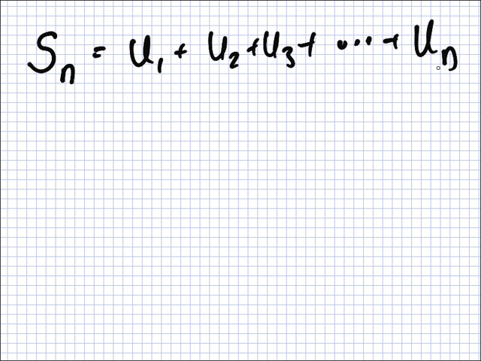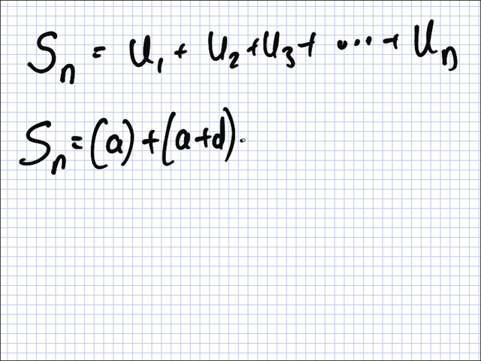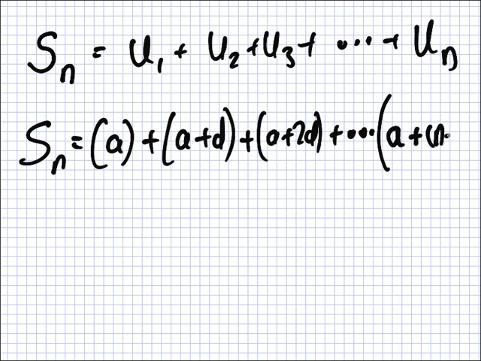Now this one, the proof is a little bit tricky, but it's not too bad. It has a special trick to it. So Sn will be a plus, and the second term is a plus d, and then the next term is a plus 2d, and then what's the last term here? A plus nd. No, a plus n minus 1 d.